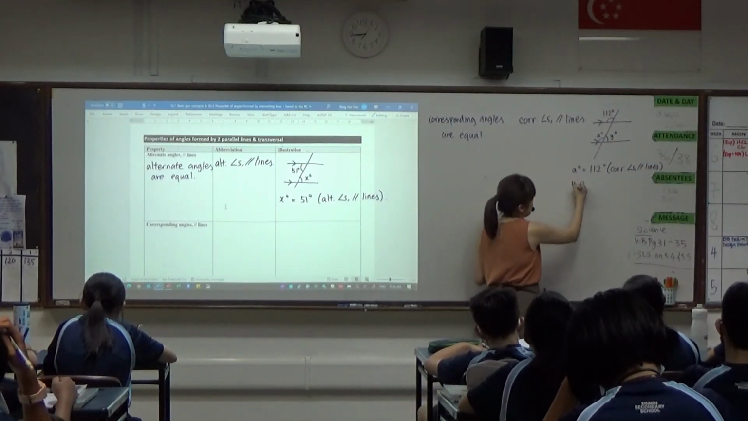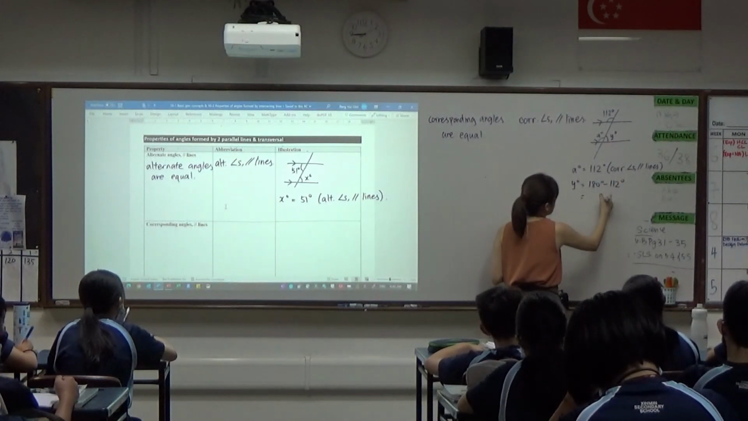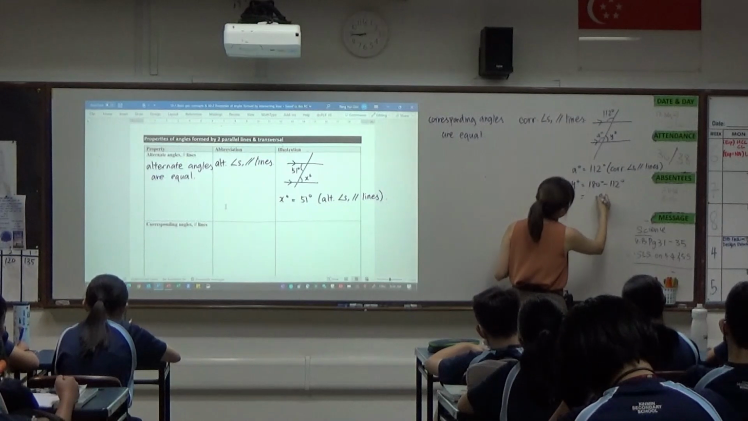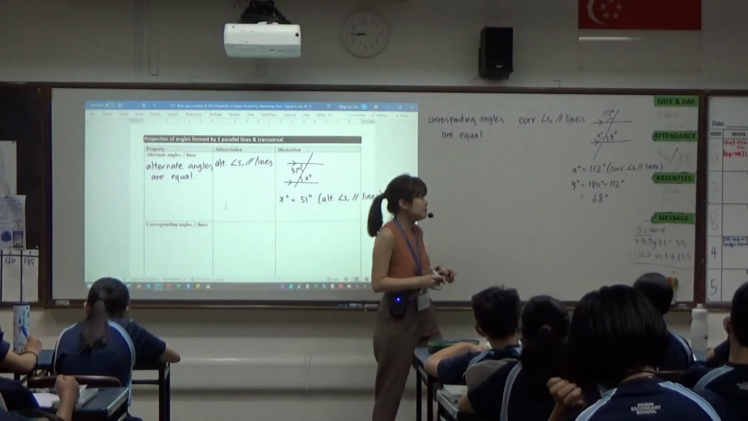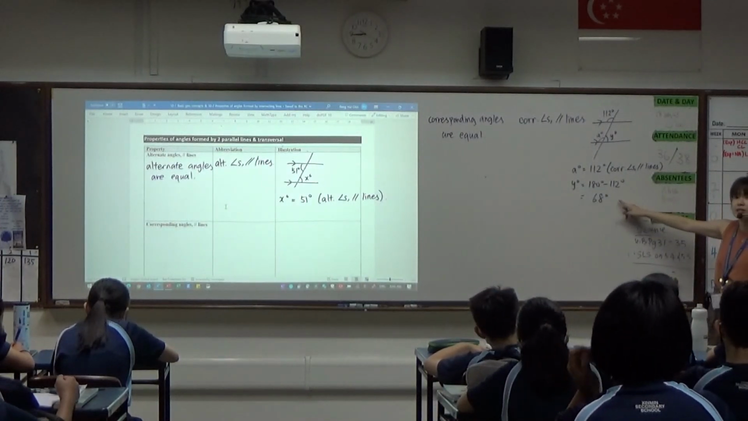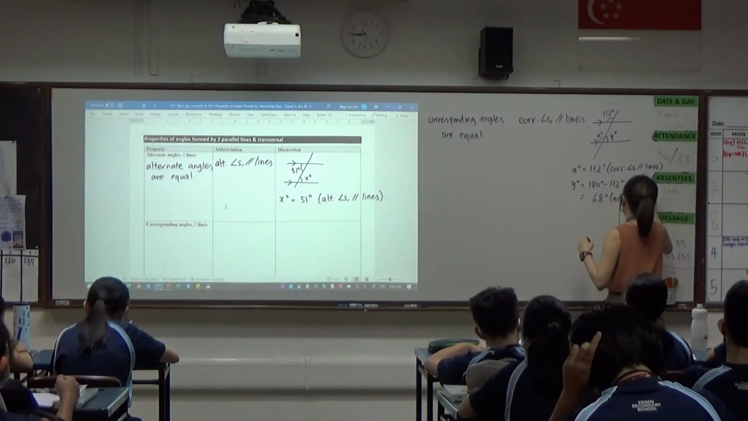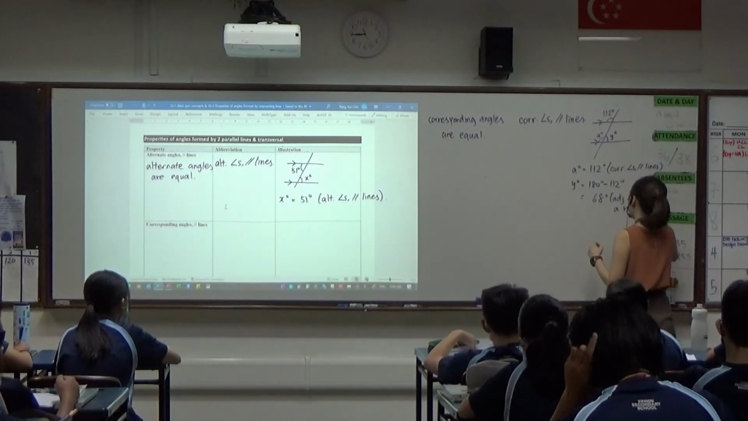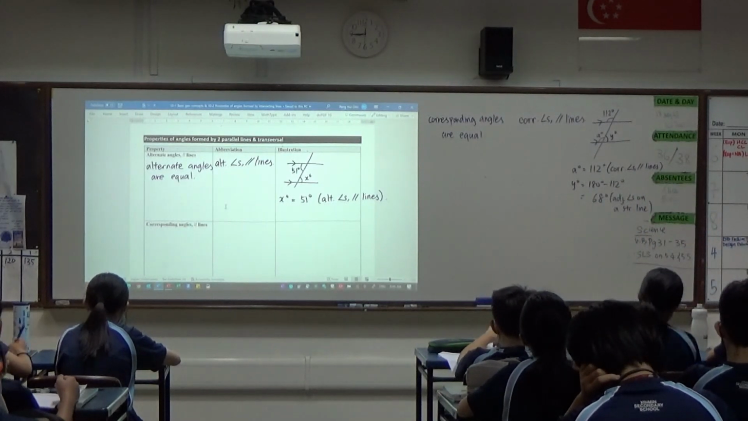Then we will find that y degrees is 180 minus 112 degrees, such that we get 68 degrees. And what's the reason that we apply over here? Yes, Kitty? Adjacent angles on a straight line. Very good. Adjacent angles on a straight line. Yes, you must write down the reason.